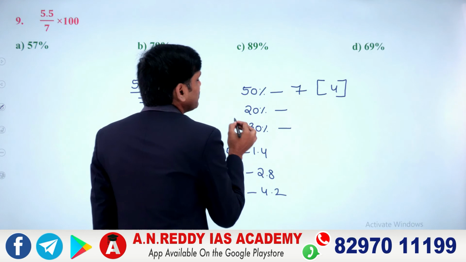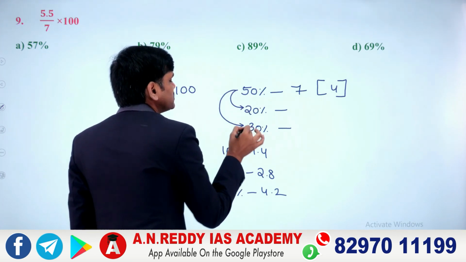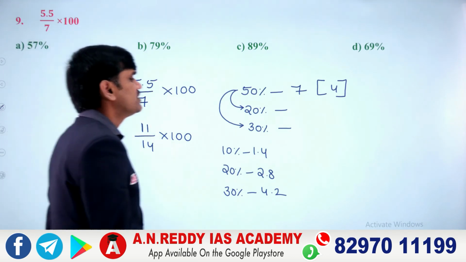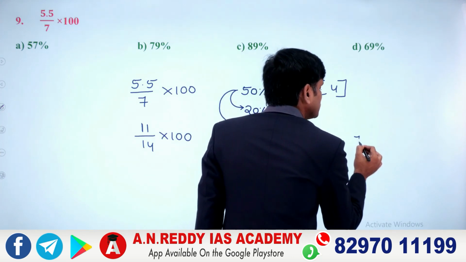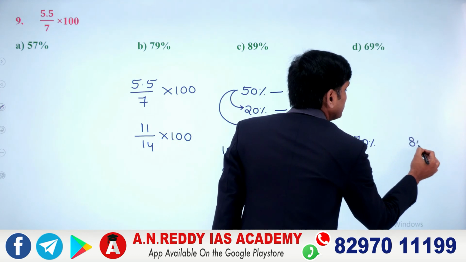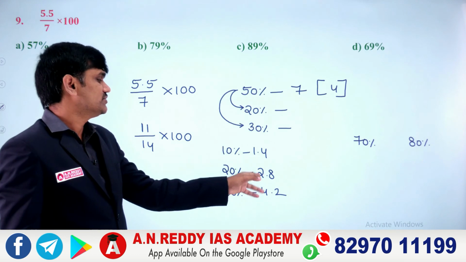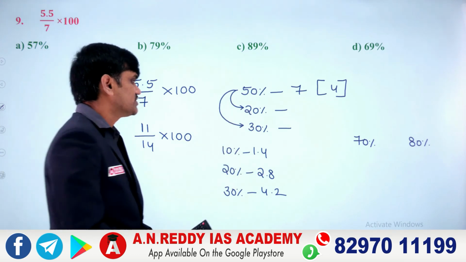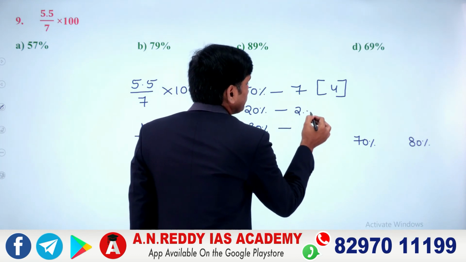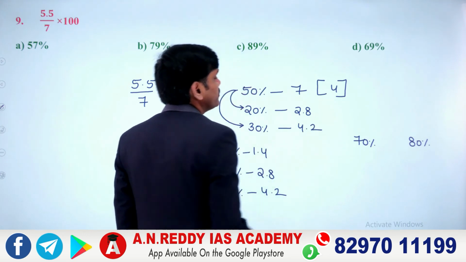What does this mean? My answer is between 70% and 80%. Between 70% and 80%, how many options are there? I repeat, your answer is between 70% to 80%, because I can add 20%, which is 2.8. I cannot add 30%. So 20% it is 2.8. I can go for. 30% it will be how much? 4.2. I cannot go for.